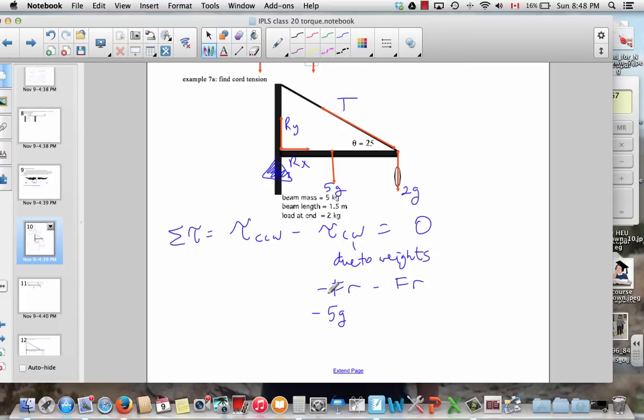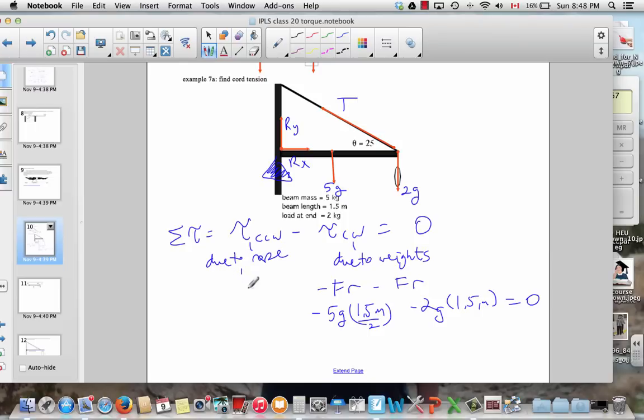So the force is 5 G's, and the distance from the pivot, well, it's a uniform beam, so half the length of the beam, will be 1.5 meters over 2. That's how far that force acts from the pivot point. The 2 G's of weight acts way out at the end, 1.5 meters away. So that's the clockwise torque. The counterclockwise torque comes from the rope tension.